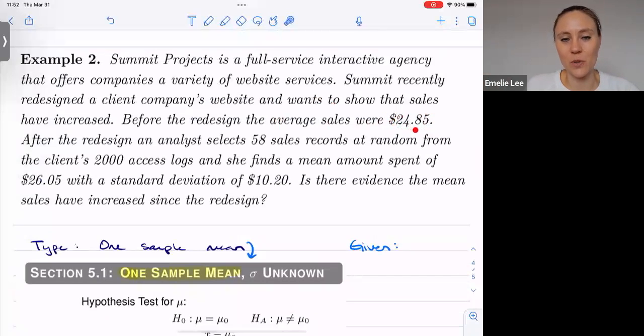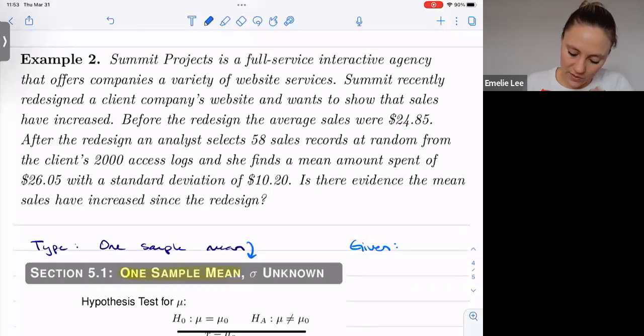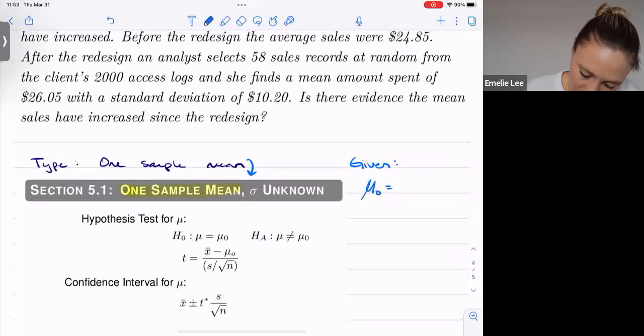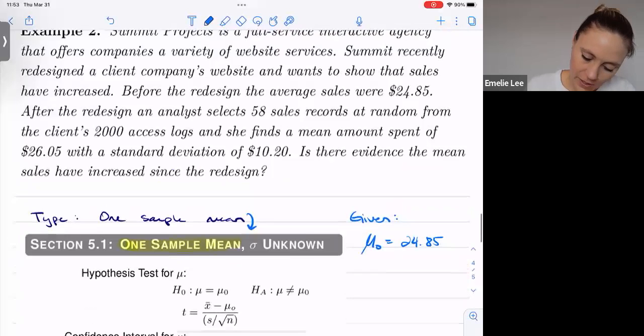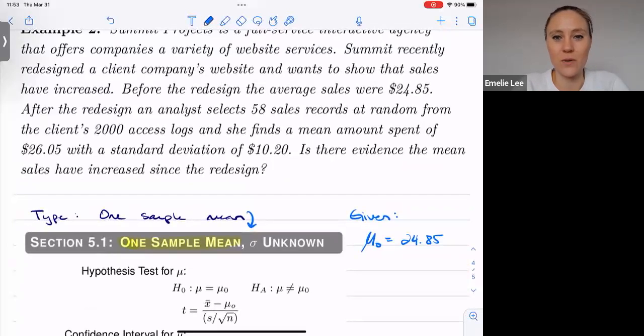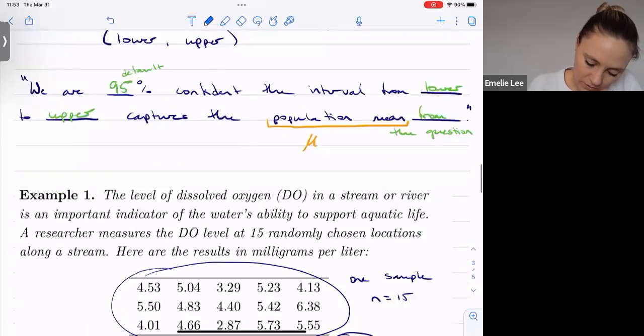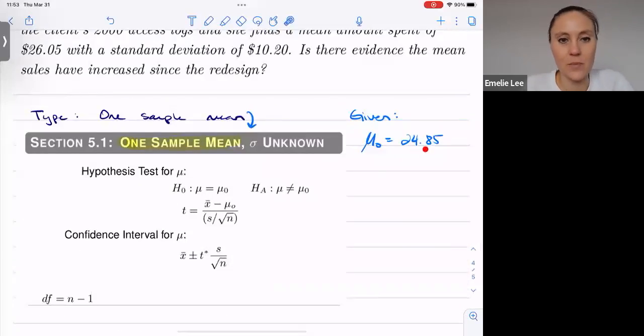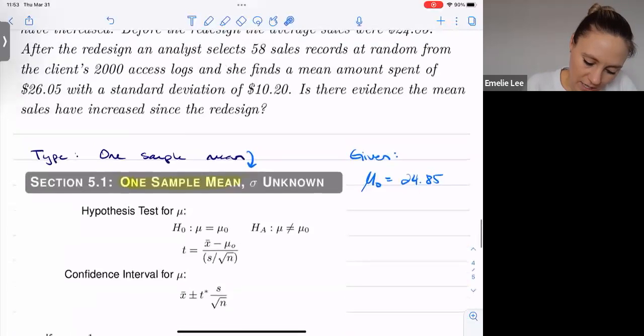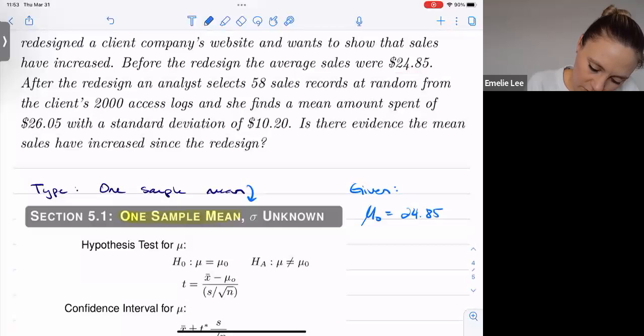All the information that I've been given is that before the redesign, and it's not obvious, right? But the average sales were $24.85. And if we read on, then we realize that this is the value I want to compare my sample mean to, right? And so that means that mu naught is $24.85. And I drop the units. You can insert the units later, but usually we just drop the units because they should be the same. It shouldn't matter. Okay. So then the value we want to compare our sample mean to is $24.85.